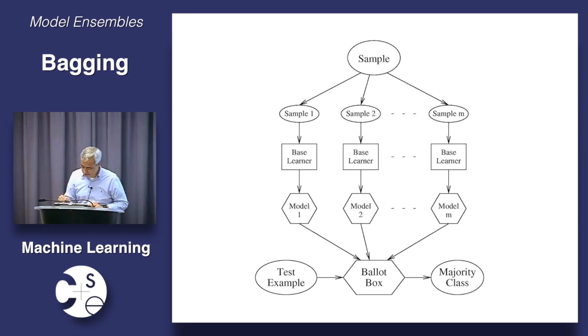So I run it through the base learner, and of course, each one of those runs produces a different model, right? And then what happens when I have a test example is that I just send it to the ballot box. Each of the models votes, you are spam, you are not spam, and then the majority class wins.